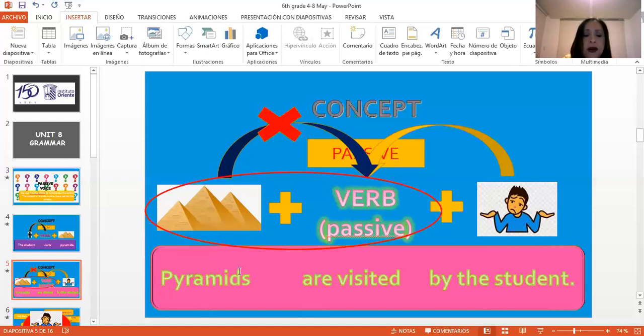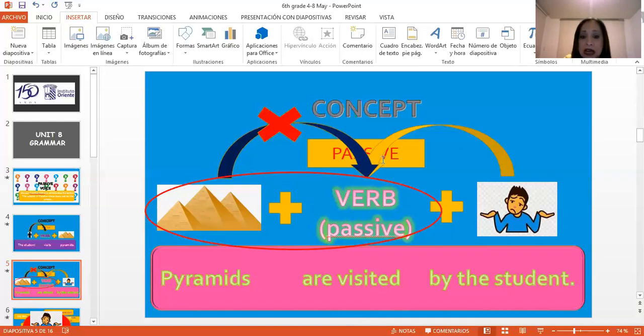Yes? Now, pay attention here. Pyramids is plural. Three pyramids. Now, in the verb, this plural affects the grammar of the verb. This plural is important to consider the auxiliary be, or am, is, or are, in the plural or the singular. In this case, we have are, which is plural. And visited is the verb in the past participle form.